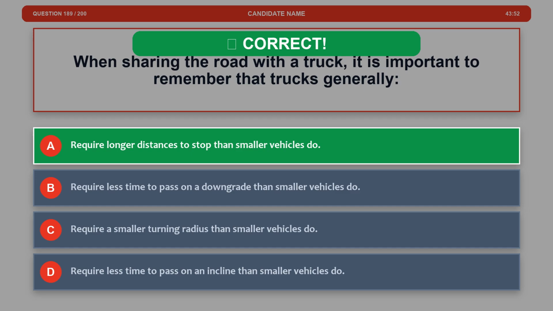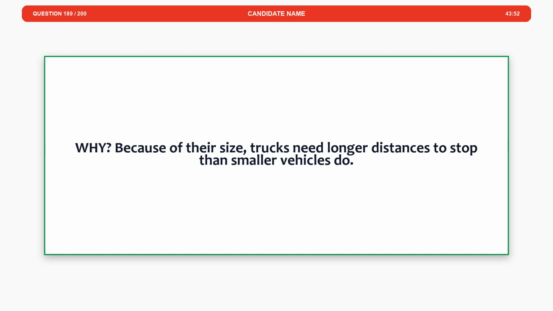The correct answer is option A. Require longer distances to stop than smaller vehicles do. Explanation. Because of their size, trucks need longer distances to stop than smaller vehicles do.